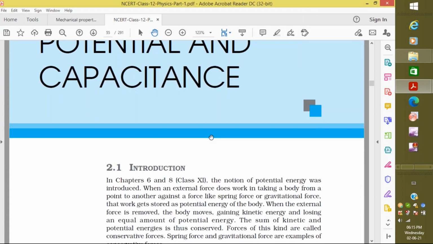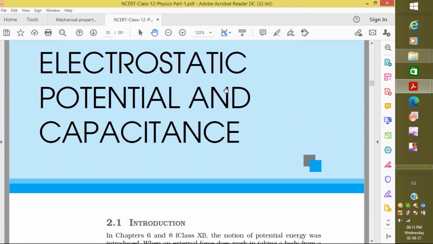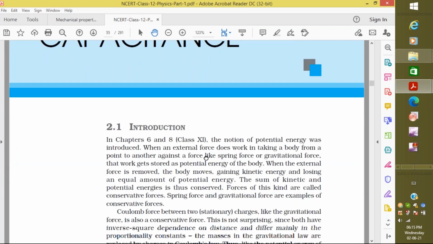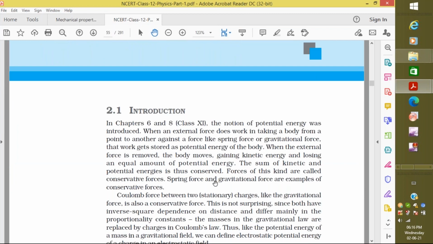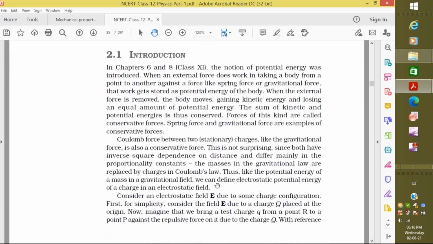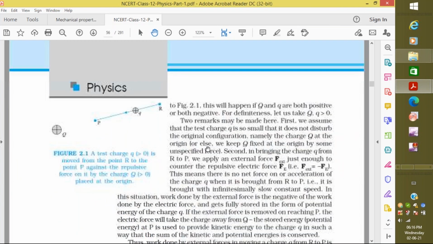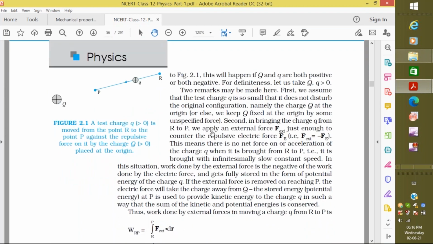So first of all, we have to learn, in the previous chapter, we learned electric charge, then electric fields. Now we'll be learning electrostatic potential and capacitance. These are also related to charges. There we had learned that if you keep a charge, it creates an electrostatic field around it, and that electrostatic field actually exerts a force, right?